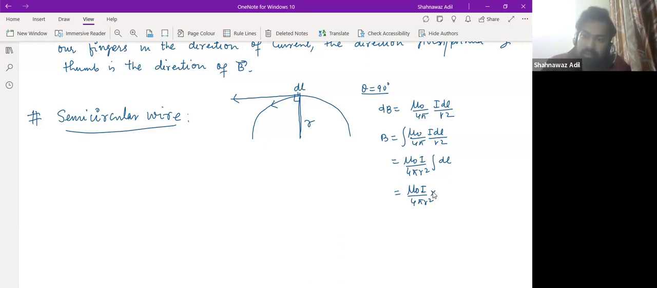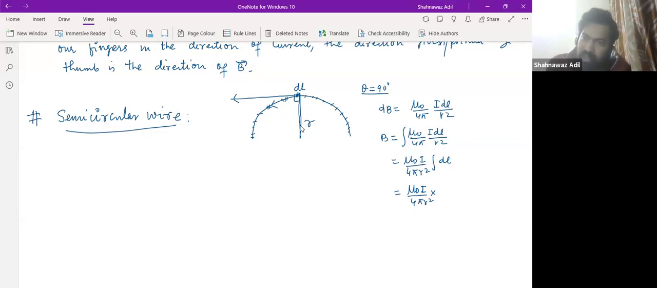If you integrate dl, what will you get? In the previous case, you got the circumference of the circle. In this case, what will you get? If you sum up all these dl, what is the distance that you will get? So that's a semicircle, right?